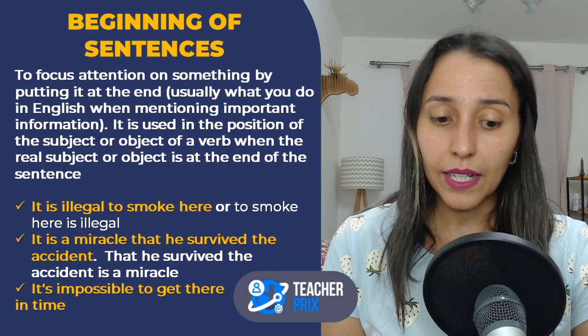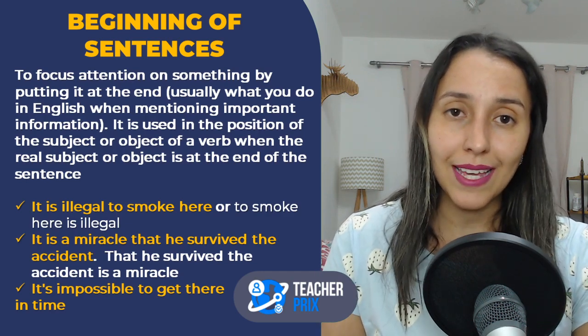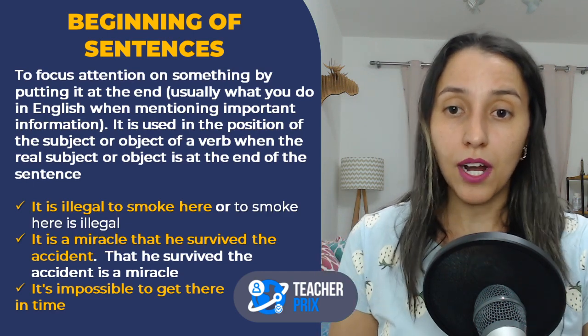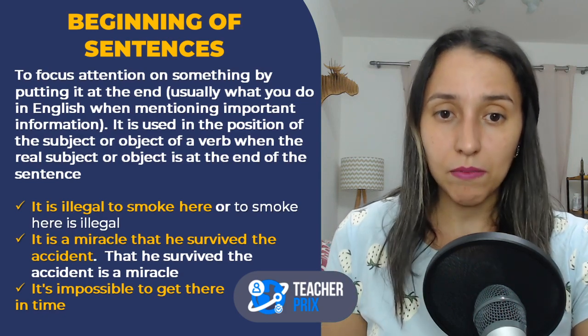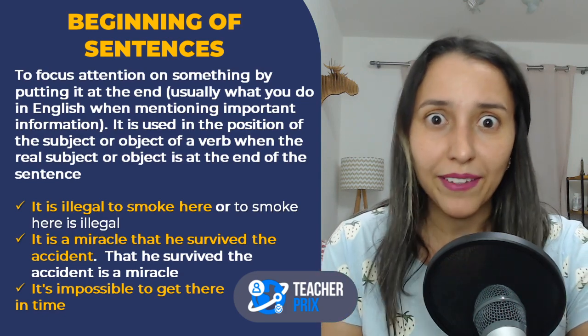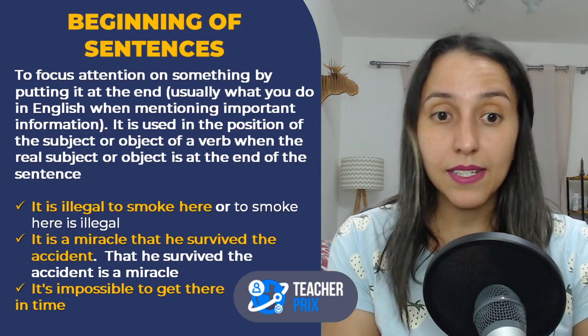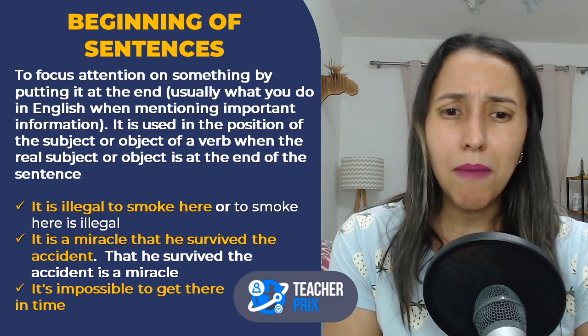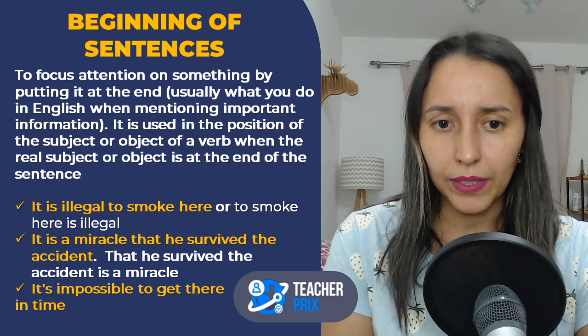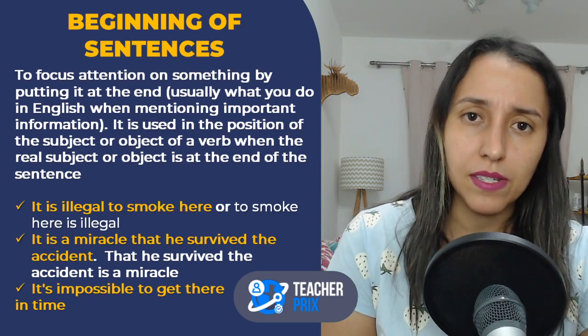I will emphasize the important information at the end of my sentence, and I will start by saying something. It is a miracle. What is a miracle? Well, he survived the accident. Well, it's a miracle. Okay, that he survived the accident is a miracle. Or it's impossible to get there in time. Okay, so getting there in time is impossible.